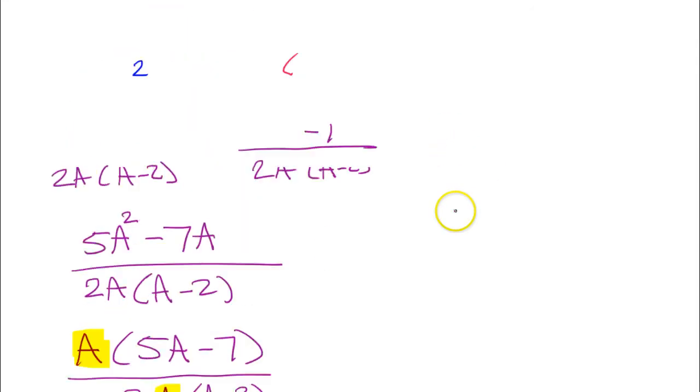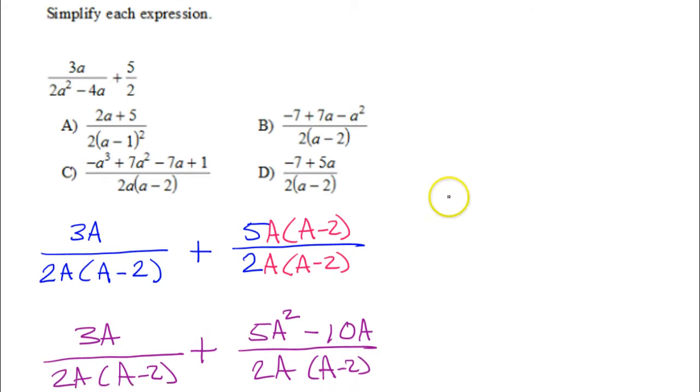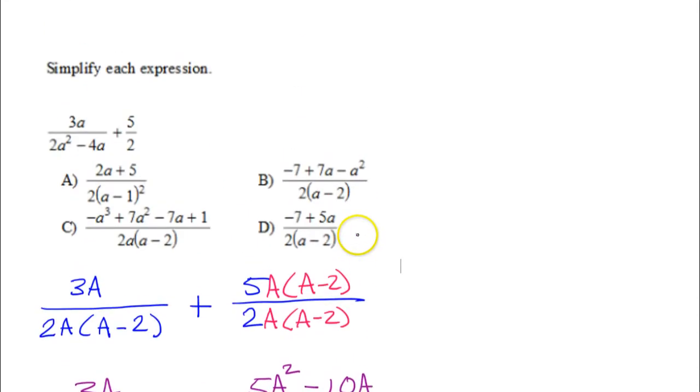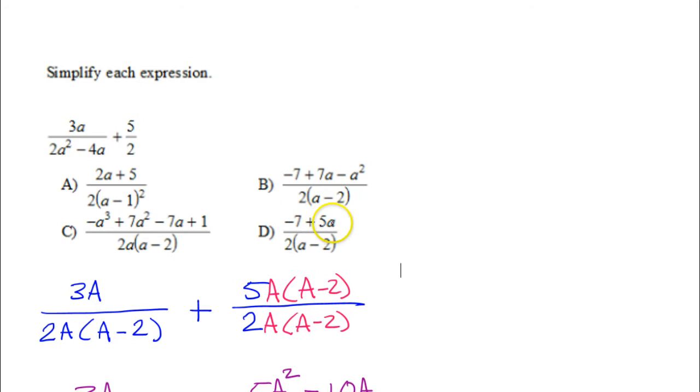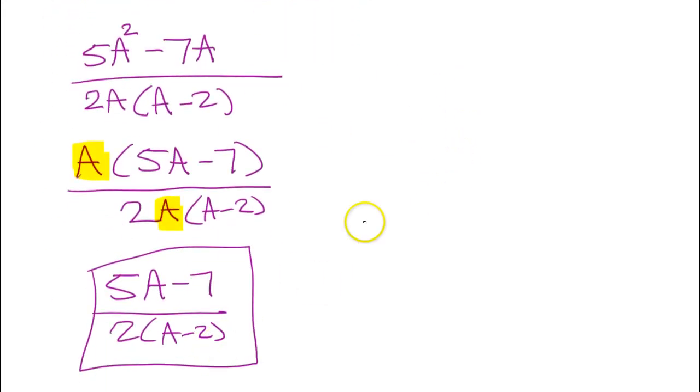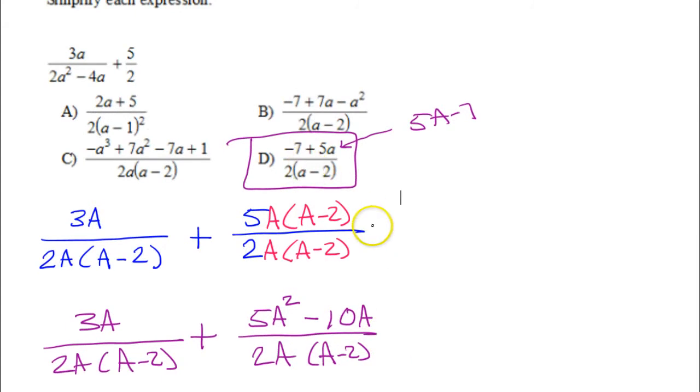You know, I'm not sure how they leave the answer. Okay, this looks pretty good. So I'm looking for this answer among the answers. 5a minus 7, 2 times a minus 2. Okay, and it's looking like the answer here is D. For some reason they left the numerator not in standard form, but this negative 7 plus 5a is the same thing as 5a minus 7, 2 times a minus 2. Okay, which is what we had. So the answer is in fact D.